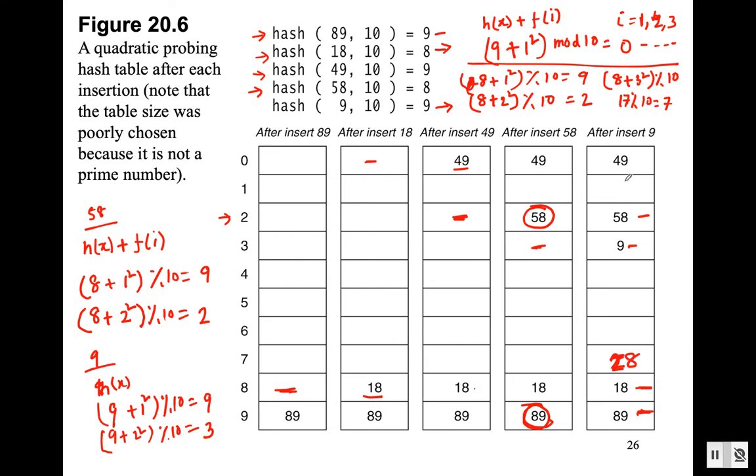So here you can see that we are not just going to insert the item at the next available slot; rather, it is going to be slightly scattered. Okay, it will be slightly scattered, so that it will not create a clustering problem.